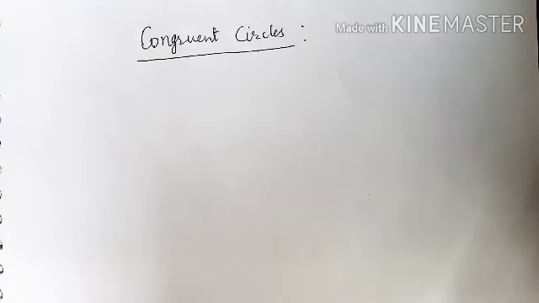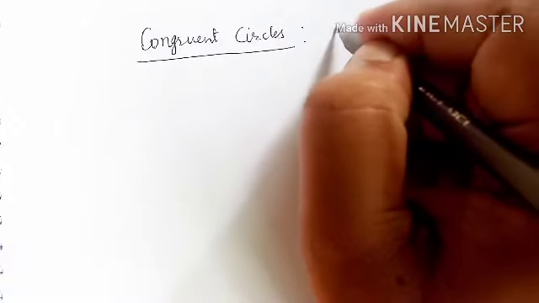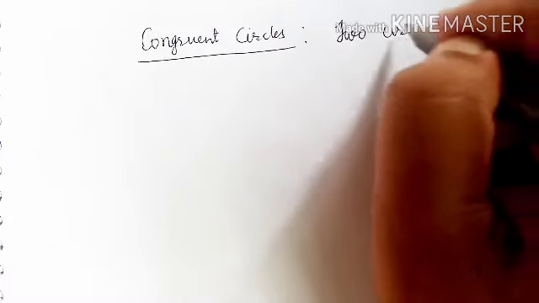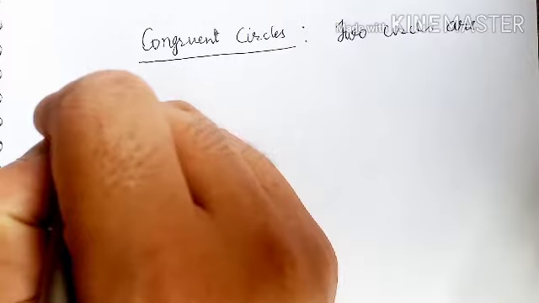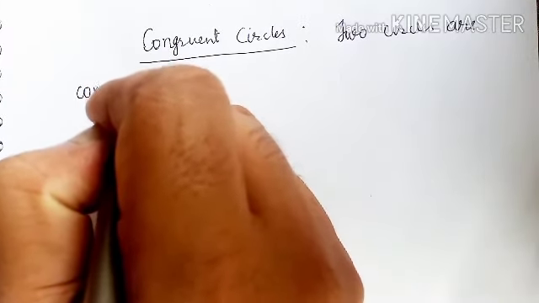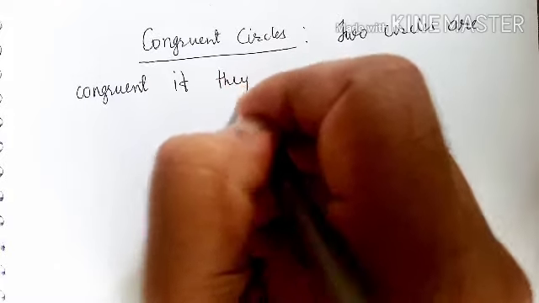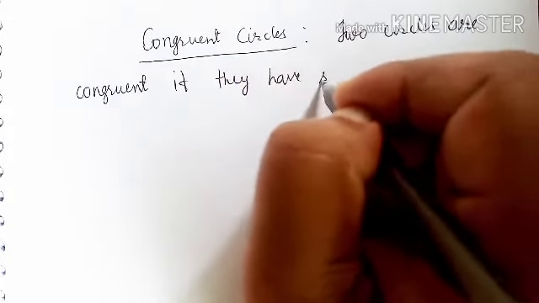Congruent circles. Today we will discuss theorems related to circles. Let us start with congruent circles. Two circles are said to be congruent if they have the same radii.